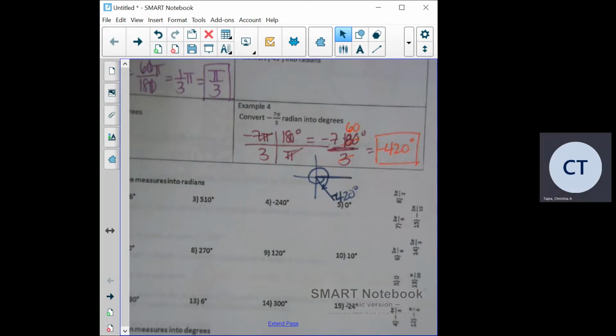So right now, I want you guys to do examples 2 and 3. Use that unit conversion and figure out what are the radians and degrees for those two. I'll give you about 2 minutes.